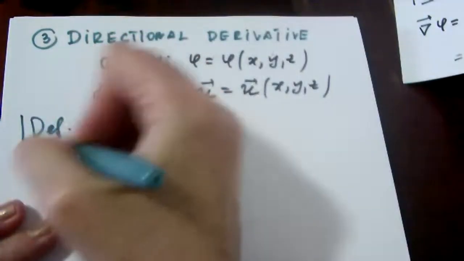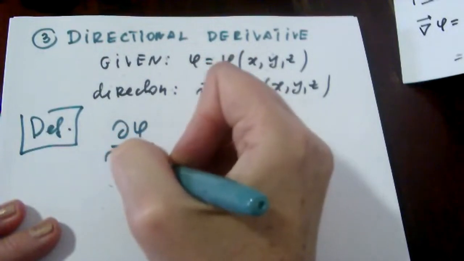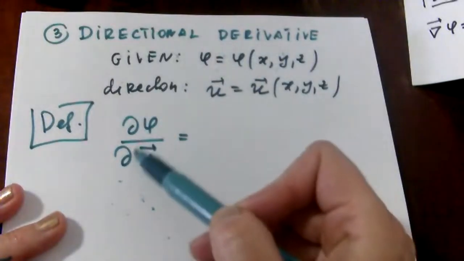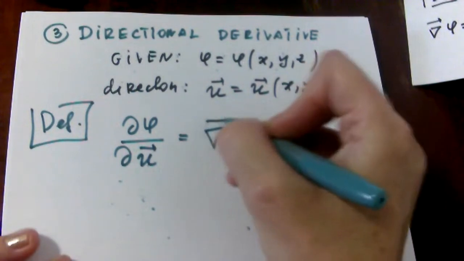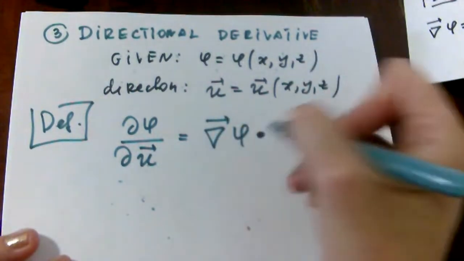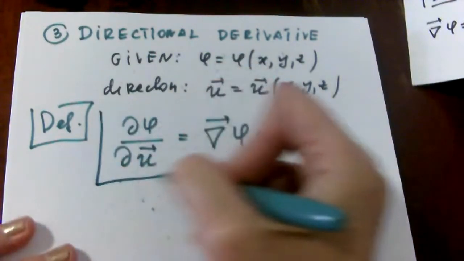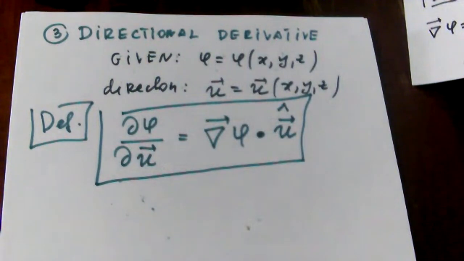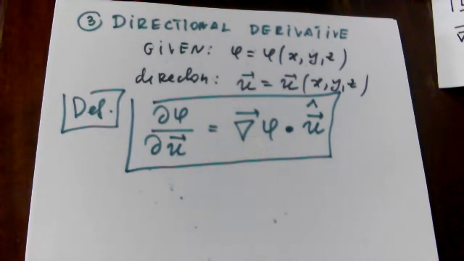What is the formula? What is the definition? The definition is as follows. So d phi over du, this is a notation, and I think it's a pretty nice notation, the derivative along this direction. So it's our gradient, nabla phi, times the scalar product of a unit vector of direction. So this is our formula. This is just a formula. So it's just a piece of cake, actually, to calculate your directional derivative. You just need to remember this formula to understand this.